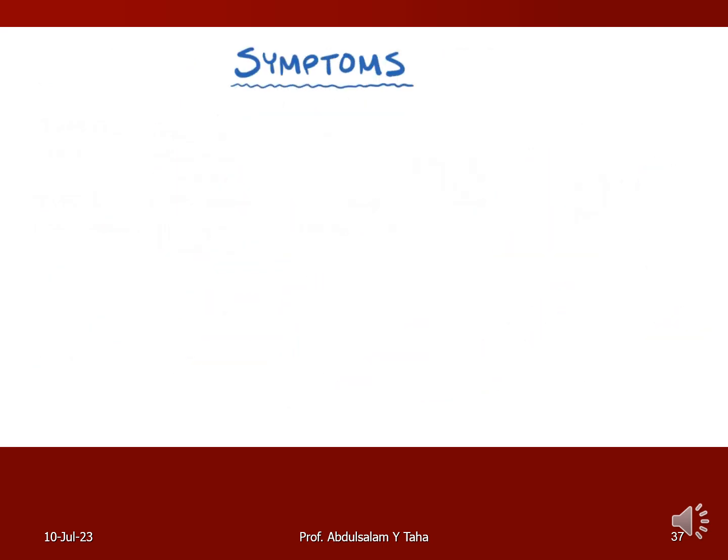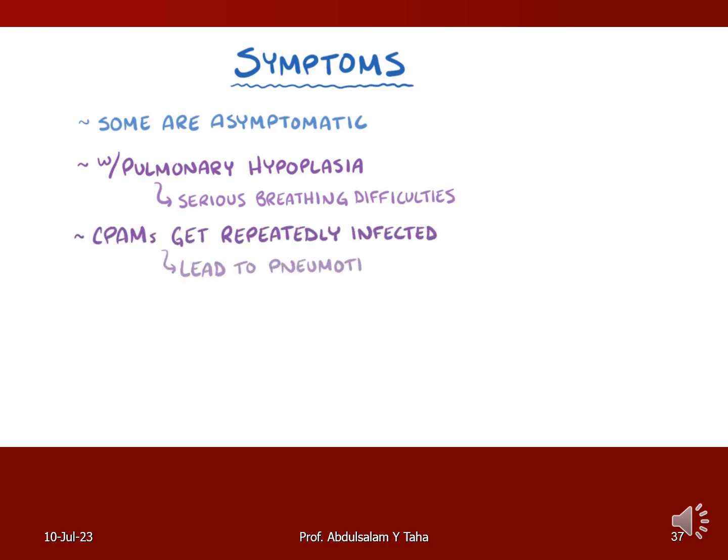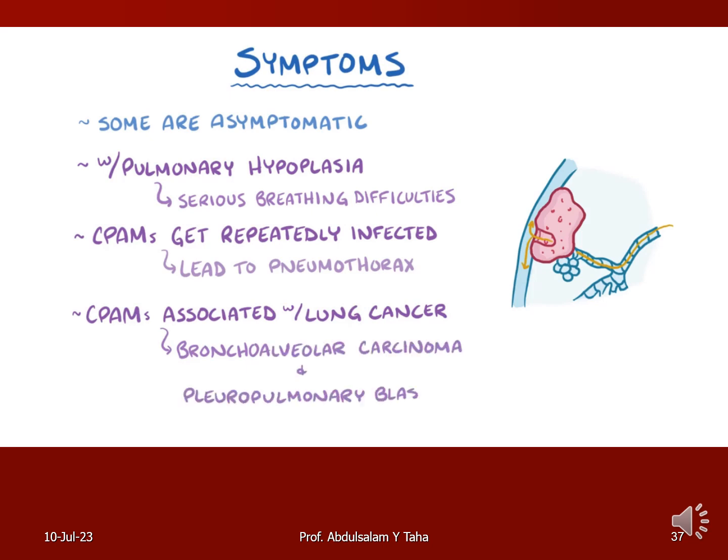Symptoms of babies born with CPAMs vary. Some are asymptomatic, whereas others with pulmonary hypoplasia can have serious breathing difficulties. CPAMs can also get repeatedly infected, and can also lead to a pneumothorax if the CPAM develops a hole someplace that allows air to go from the airway right into the pleural cavity. Finally, CPAMs are associated with lung cancer, specifically bronchoalveolar carcinoma and pleuropulmonary blastoma.